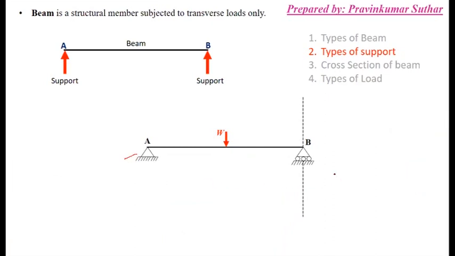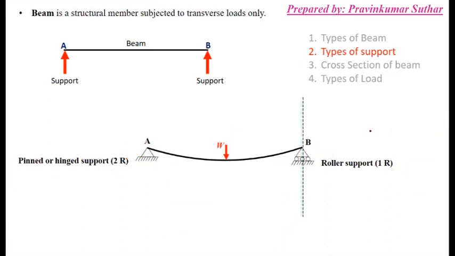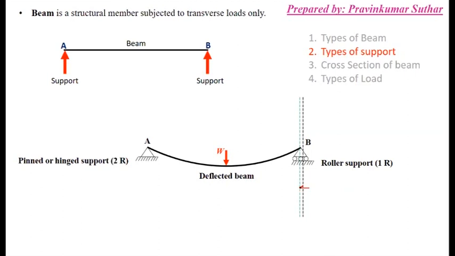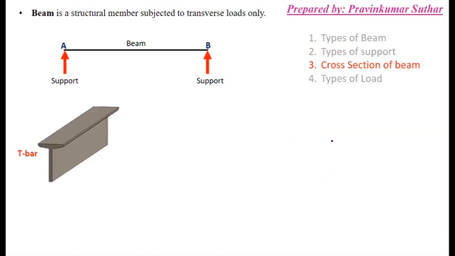This is a beam with one pin support and one roller support, and this is the load W. First there are two reactions at the pin, and here only one reaction. Now as the load W increases, you can see the deflection, and the roller slides a little toward the left. Again, as it deflects further, the roller slides again toward the left. So this is the combination where pin and roller supports are used. Now you can see there may be different types of cross section of the beam.